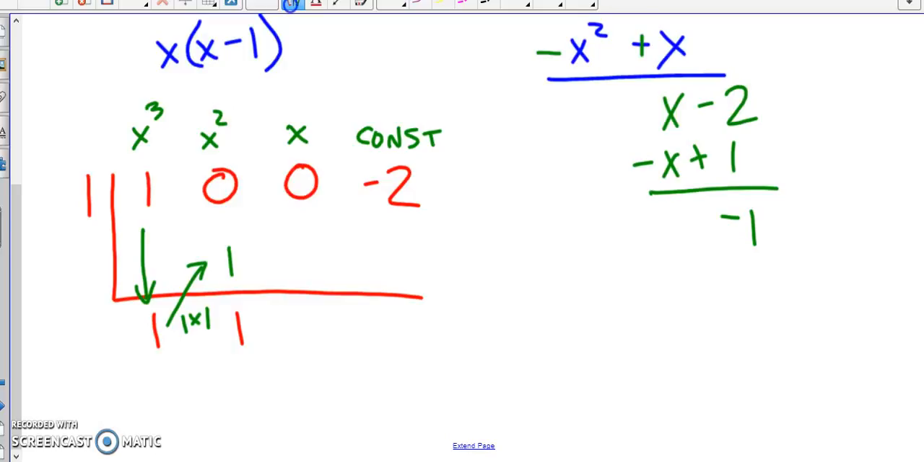So 1 times 1 is 1, add. 1 times 1 is 1, add. And then this is your answer. But your answer has to mean something. I always put a little box here to remind myself that this right here is the remainder.